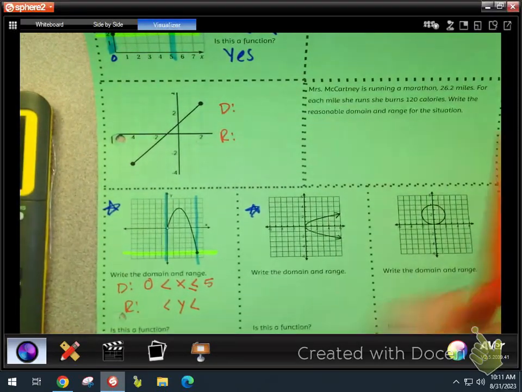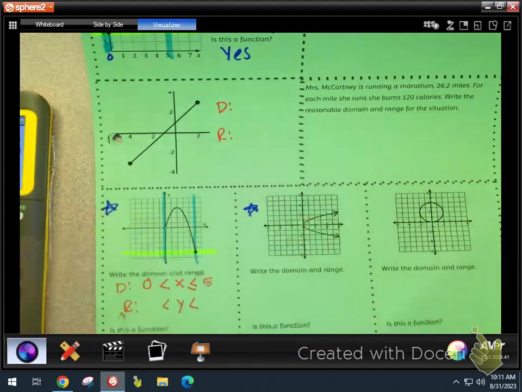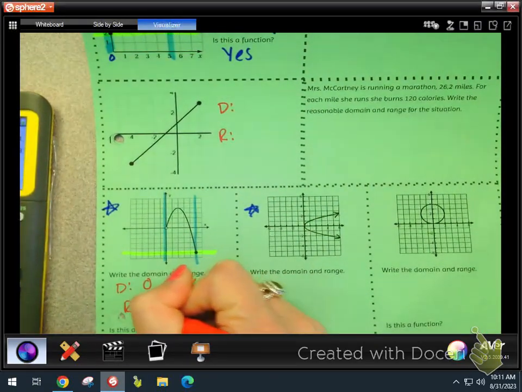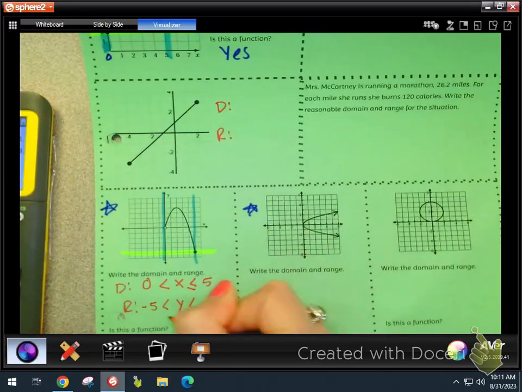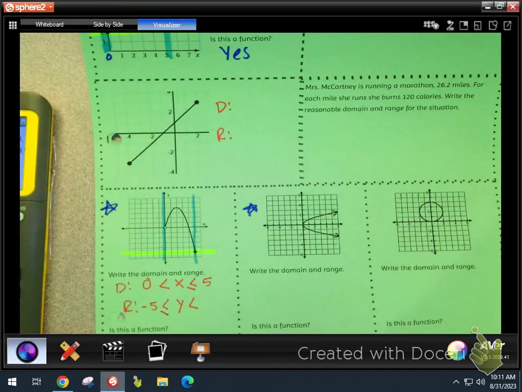Did you count it? 1, 2, 3, 4, negative 5. This is the negative 5. This is the lowest point of the graph. And it's closed, so put a line. Okay? What about your upper boundary?